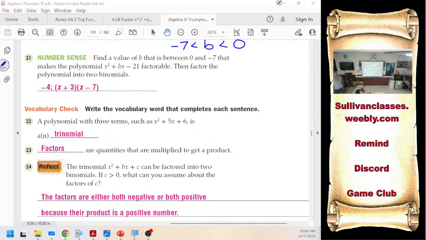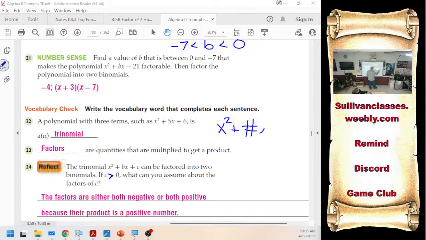The last one, they say I can factor it into two binomials. What does it mean if C is, what is that Pac-Man? Is that Pac-Man greater than or less than? Well, Pac-Man always eats what? Bigger number. So, is C bigger or smaller? It's eating C, so C is bigger, so this reads C is greater than 0. What kind of numbers are bigger than 0? Positives.